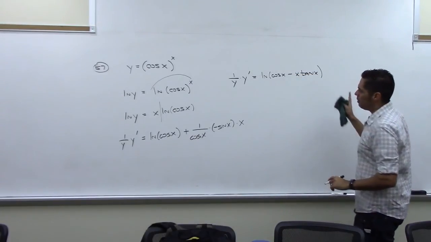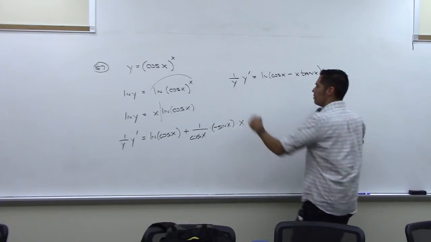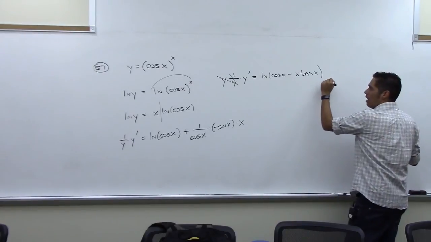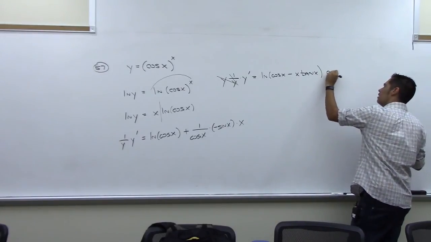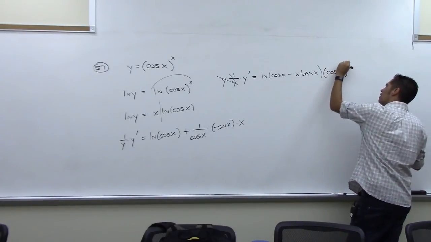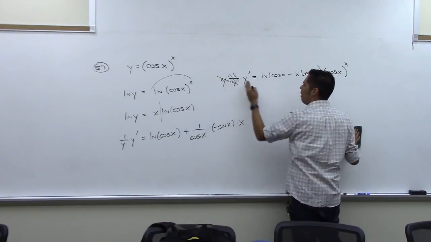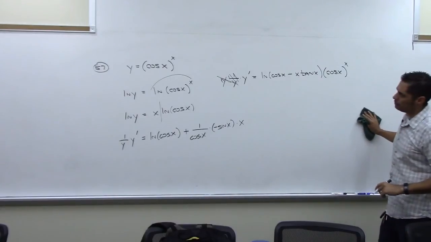And then I'm going to multiply both sides by y. So I'll multiply this side by y, it's going to go away, right? Multiply this side by y. Well, what is y? Cosine x to the x. That's what y is. So these are gone. Y prime equals this. We're done.